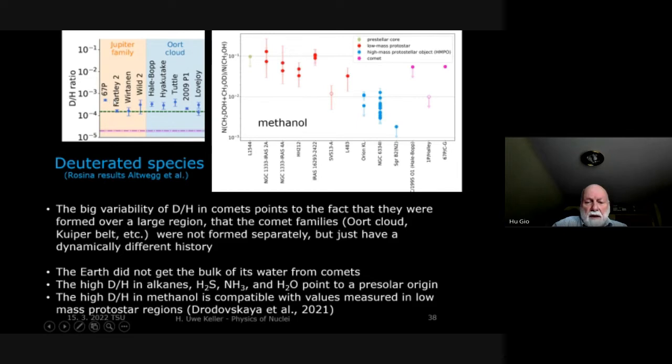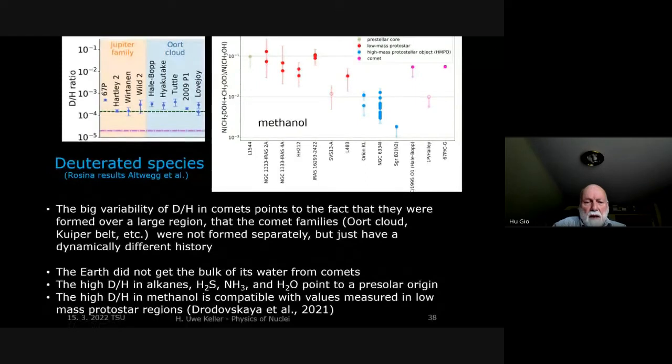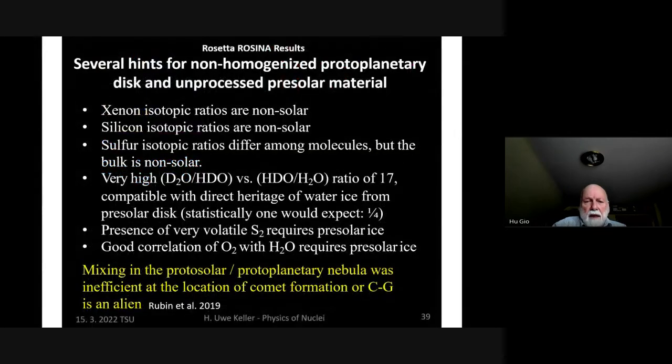The high D/H in alkenes and H2S and NH3 and so on point to a pre-solar origin. And the D/H in methanol, for example, which is depicted here in ratios, is very similar to what you found in protostar regions, as you can see in this diagram here. This is the conclusion from the Rosina observations produced by Altwegg et al. And we have several hints for a non-homogenized protoplanetary disk and unprocessed pre-solar material.